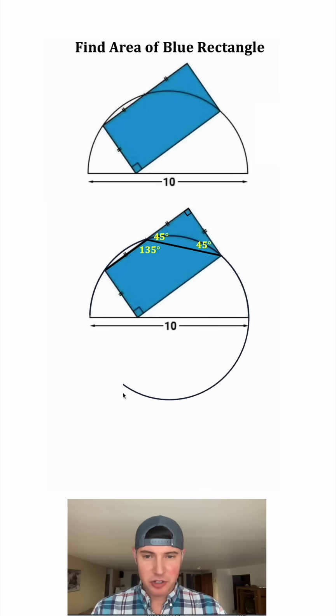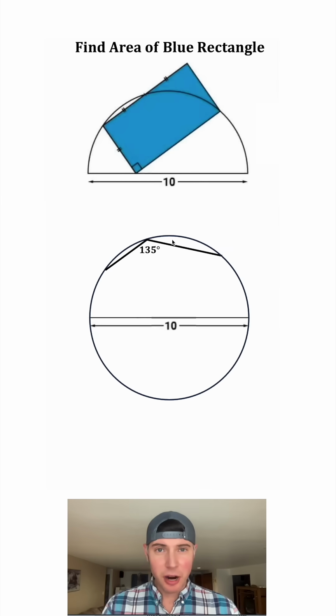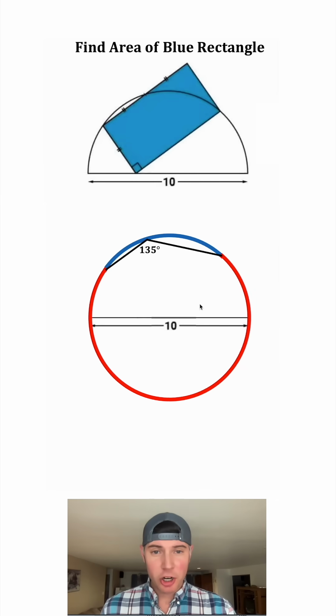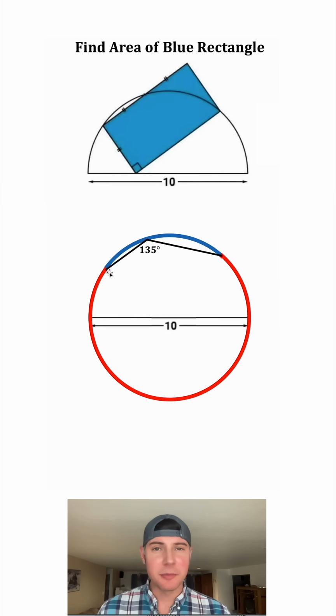Next, let's finish up the circle, and I want to focus on this 135 degrees. This is called an inscribed angle, and if we look at it, it's cutting the circle into two parts, this red arc and this blue arc. A cool property about inscribed angles is they are exactly half of the arc that they subtend. So this red arc is going to be double the 135 degrees, so it'll be 270 degrees. And then since the red arc is 270 degrees, that leaves us 90 degrees for the blue arc.